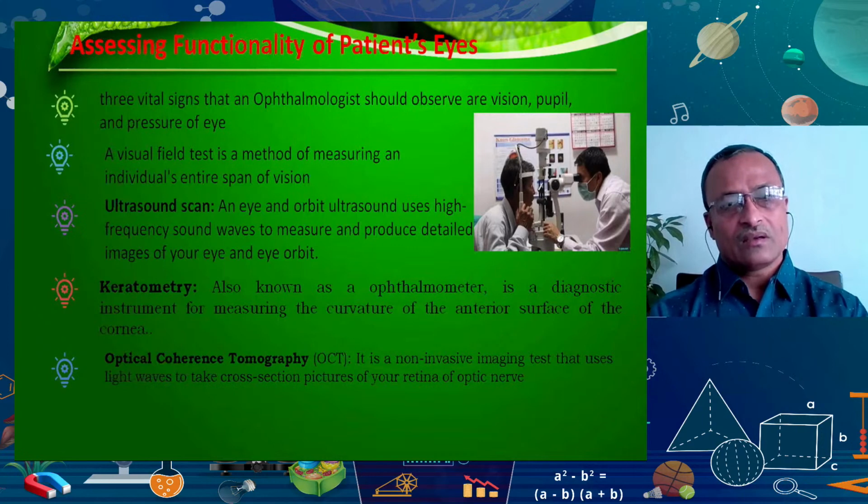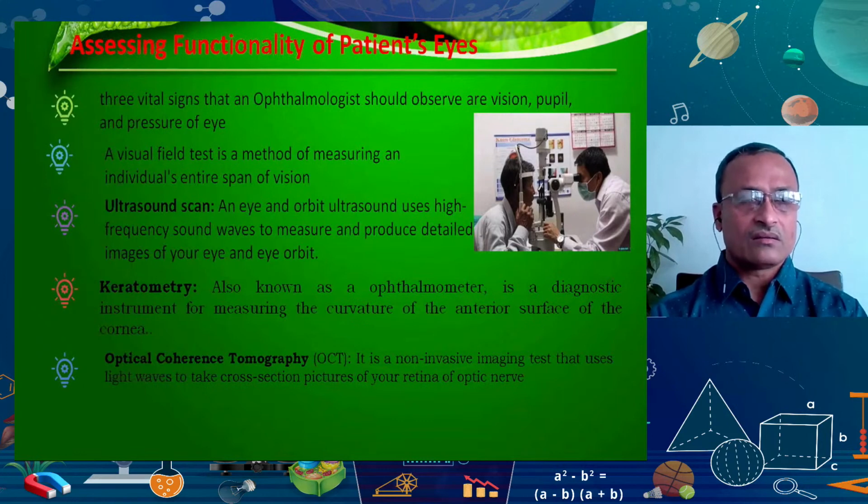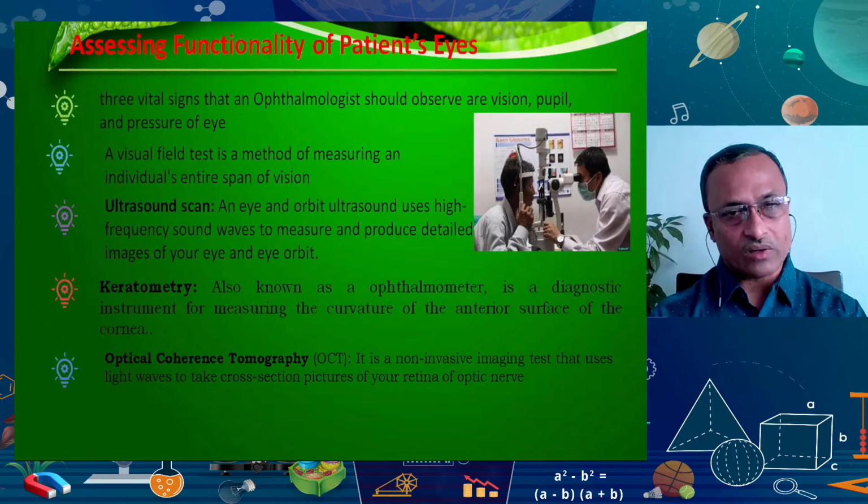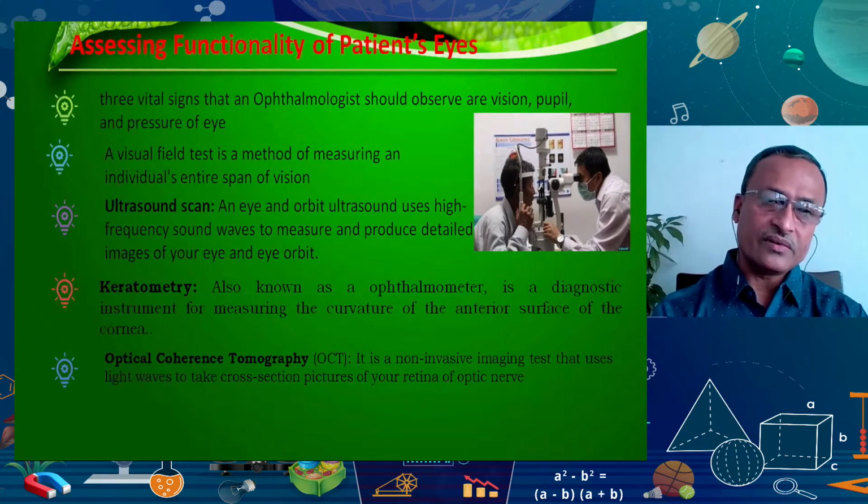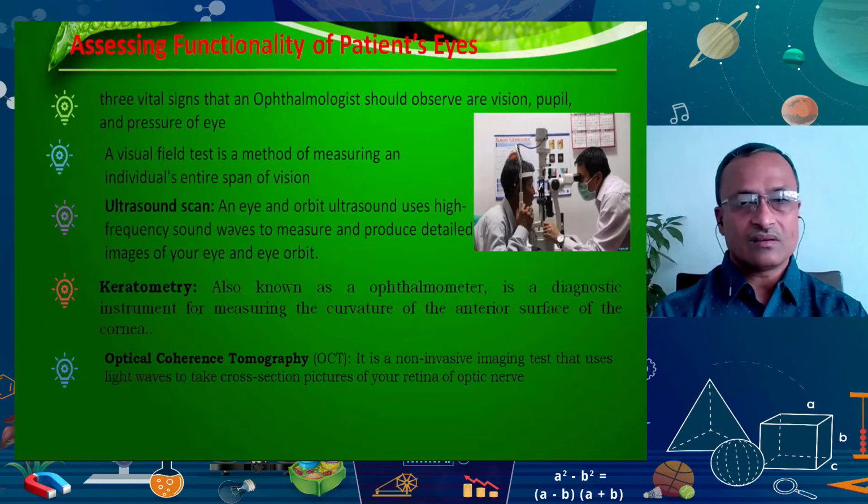Now, what are these? Ultrasound uses high frequency sound waves, which help to measure and produce detailed images of the eye. It's just like any ultrasound method which is done in other organs or parts of the body. Keratometry helps in measuring the curvature of the anterior segment of the cornea. The OCT is a non-invasive imaging technique using light waves to take cross-sectional pictures of the retina. These are a few methods which doctors keep in their vision clinic, and they take the help of these instruments and equipment to diagnose the related diseases.